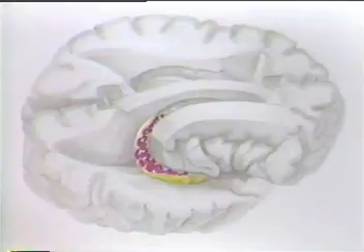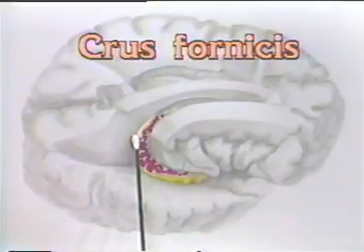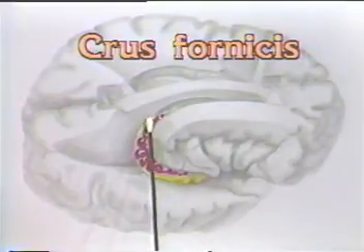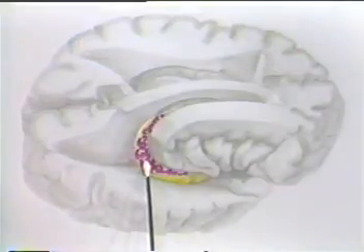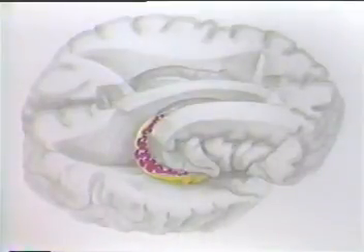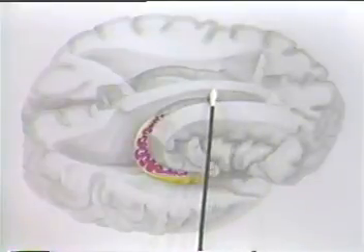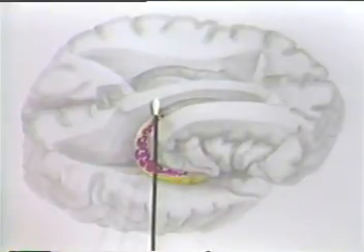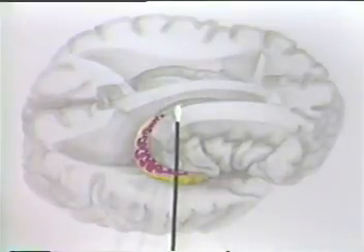The beautifully curved structure in the medial wall of the temporal horn, colored yellow here, is the hippocampus. Here's the crus fornicis behind the thalamus. And you can follow here the choroid plexus as it swings around into the temporal horn of the lateral ventricle. The next thing we will do is to take away the corpus callosum and the fornix and expose the tela choroidea underneath the corpus callosum and the fornix.